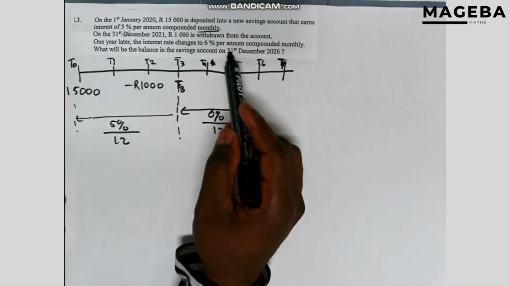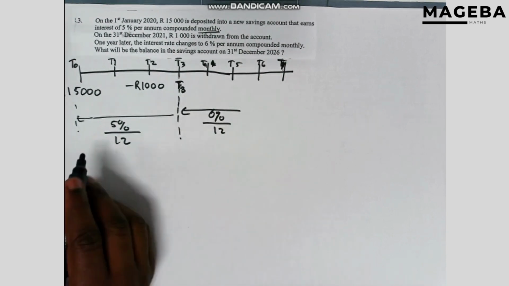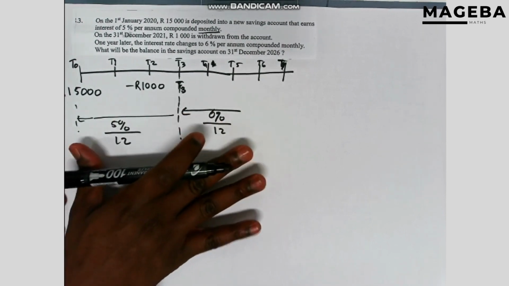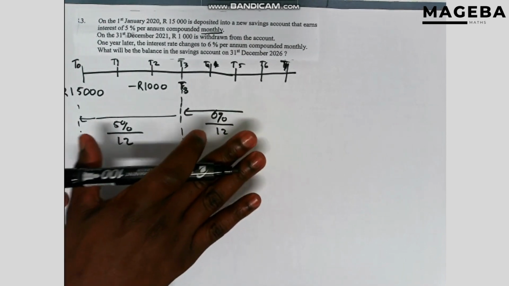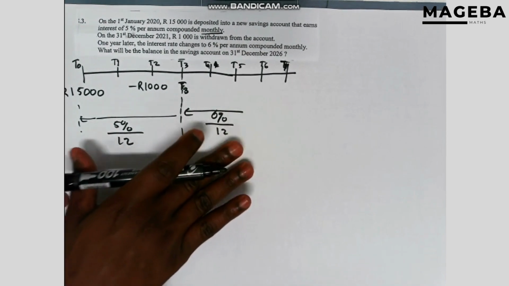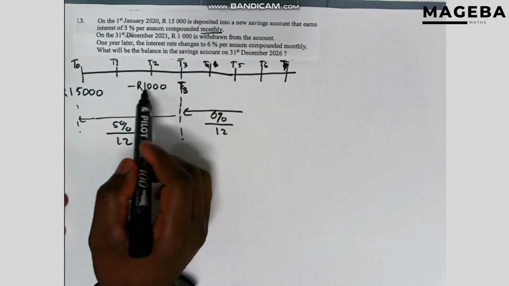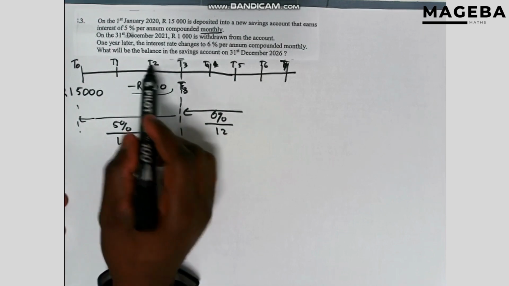Now let's start doing our calculation. There are many ways of doing this calculation, guys. Also, the method that I'm going to use right now probably is not the method that you are used to. This one is going to be a piece by piece method. I'm just going to find the amount that was here before something changes, before they withdrew 1,000.